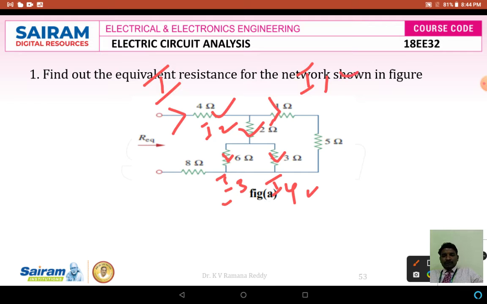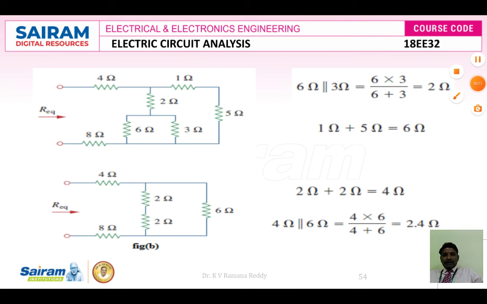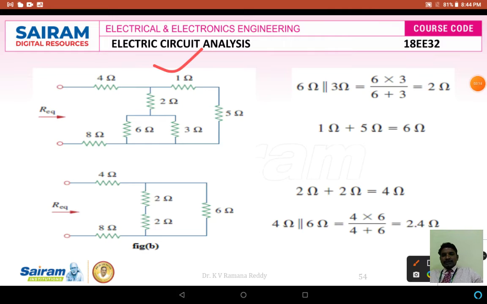What about I1? I1 is not going to divide anywhere. I1 is the current which is commonly flowing through the 1 ohm and 5 ohm resistors. Therefore 1 ohm and 5 ohm resistors are connected in series. And I3 and I4 are connected in parallel. I3 is flowing in the 6 ohm resistor and I4 is flowing in the 3 ohm resistor. Therefore, what about the relation between 6 and 3 in this problem? These two are connected in parallel.